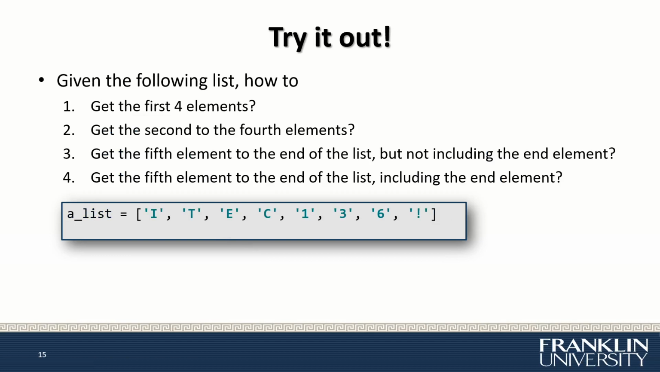Take a look at this code here. So given a list, how do you get the first 4 elements? How do you get the second to the 4th element? How do you get the 5th element to the end of the list, but not including the end element? How do you get the 5th element to the end of the list, including the end element? Think about this, try it, and I will review the answer during class.